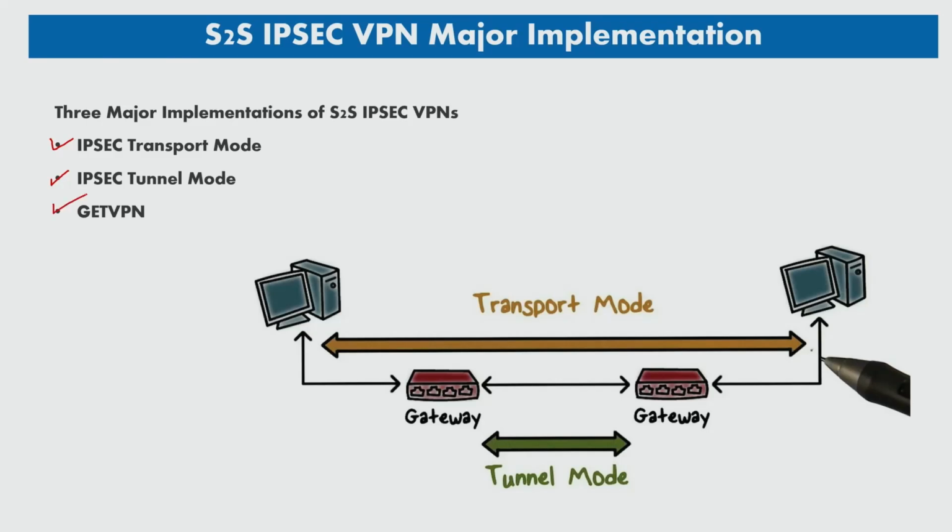And the third one is GET VPN. Like in IPsec tunnel mode, GET VPN mixes this by adding a new outer IP header, but the new outer IP header is a copy of the original IP header. So it's like tunnel mode, but with identical inner and outer headers.